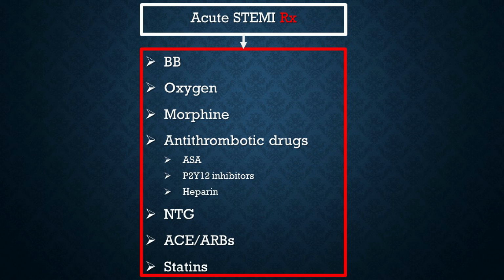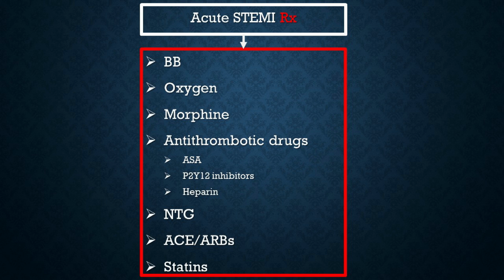The mnemonic we use here is the BOXMAN, which includes beta blockers, oxygen, morphine, antithrombotic drugs and nitroglycerin. Now, I'm intentionally leaving out the ACE inhibitors and the statins, even though they do have mortality benefit, since you don't need to start them in the ER room. They are not emergency drugs. You can start them later on, for example, after the PCI is done. But if you have time, then start them immediately.